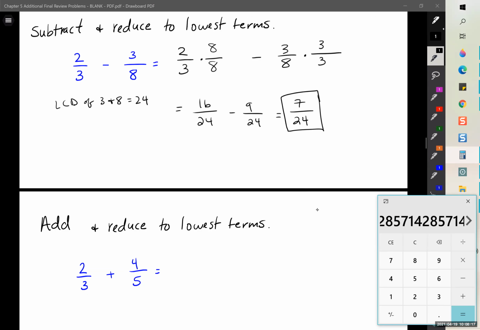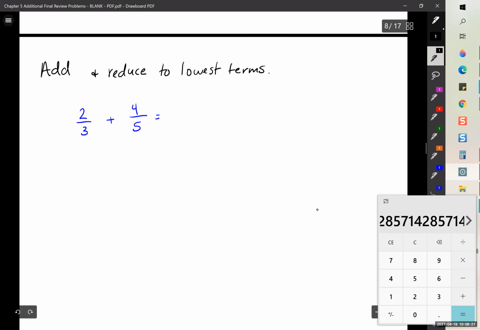Good. So similarly, add and reduce to lowest terms is a similar process. Here we think about the least common multiple between 3 and 5, and that would be 15. So we multiply by something chosen to give us the same denominator. I want to get a 15 at the bottom, so 3 times 5, but of course this has to be multiplied by 5 as well.